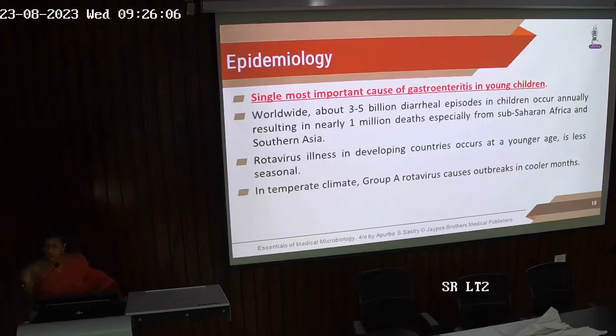Am I clear? And in rotavirus, one more important thing you have to remember is immune electron microscopy, with which you can demonstrate the rotavirus.